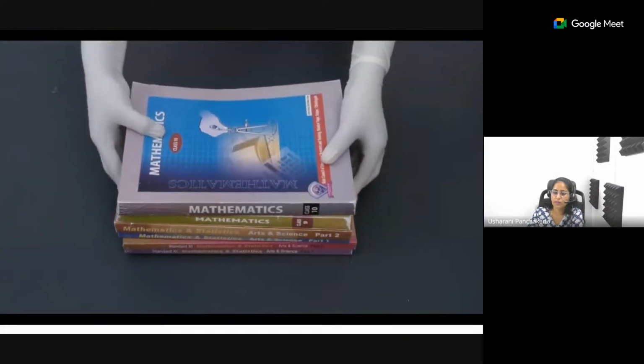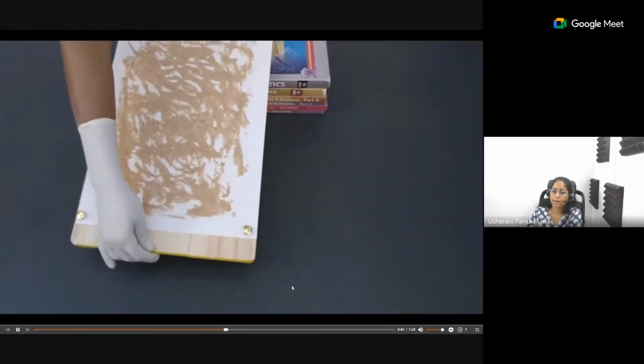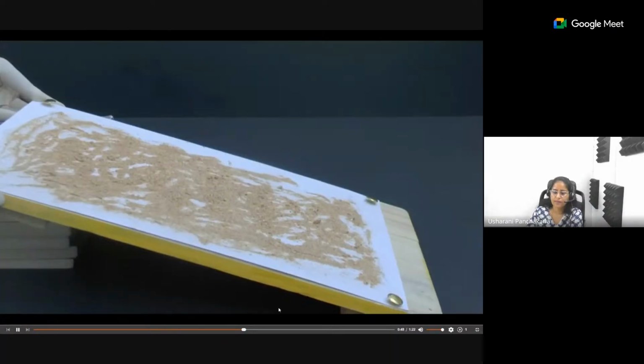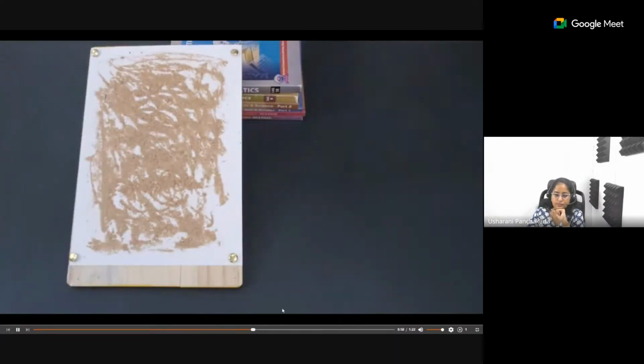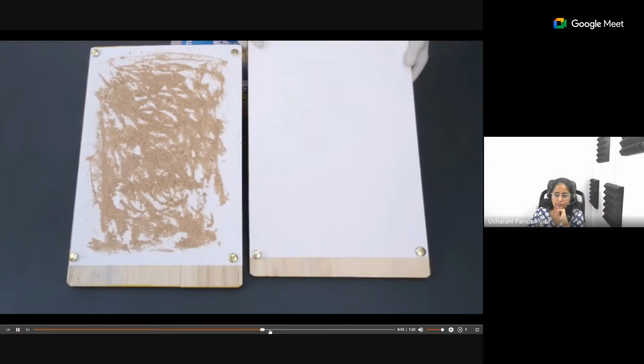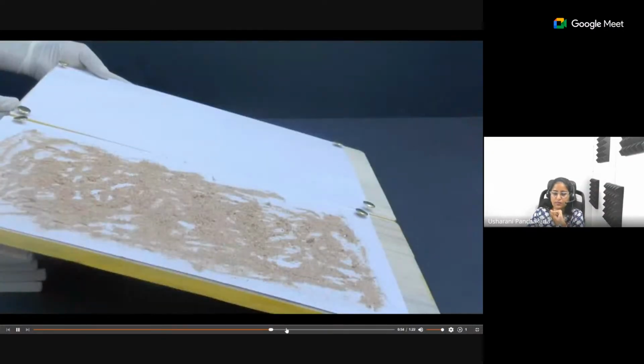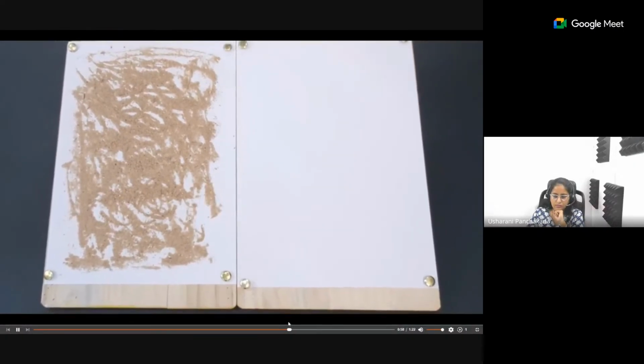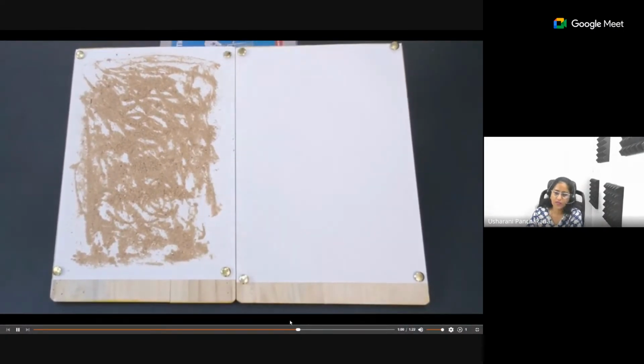Stack some books on the table. Place the wooden plank on the stack of books in an inclined position. Now, place another wooden plank covered with a white sheet against the books at the same inclination. This inclined plane has a smooth surface.